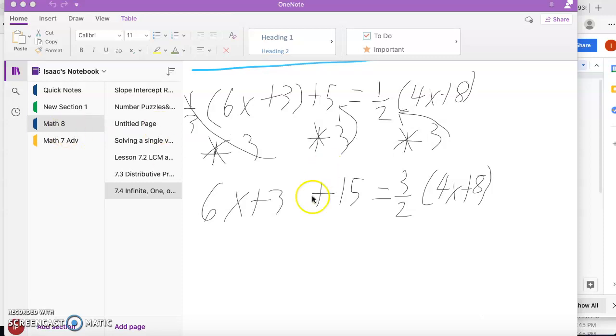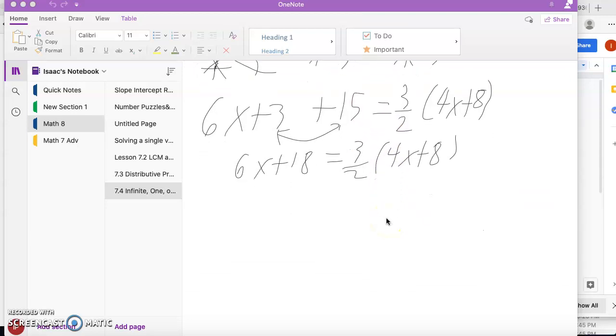Now, next I see some like terms I can combine. I'm going to say 3 and 15 go together, so I'll say 6x plus 18 is equal to 3/2 times the quantity of 4x plus 8. Alright, I'm most of the way there. But I'd like to get rid of this over 2 here. There's a way I could get rid of the whole 3 over 2, but it would be way more complicated. Instead, I'm just going to get rid of the denominator and turn it into a whole number. And the way I'm going to do that is I'm going to multiply both sides times 2.